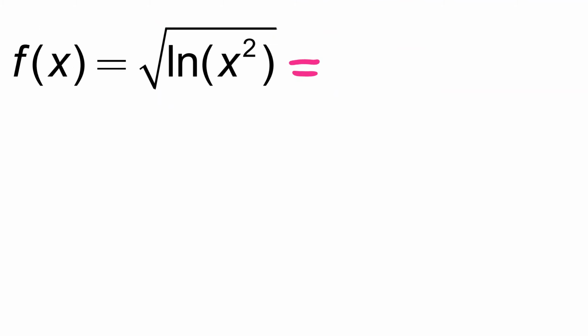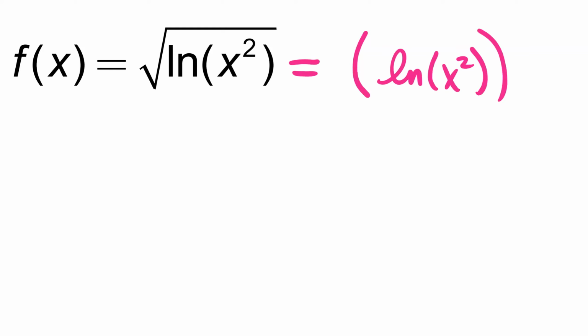So, parentheses are your best friend. Let me rewrite this: ln of x squared, and this is all to the 1/2 power. So you must use the chain rule. This whole ln of x squared is in the 1/2 power.